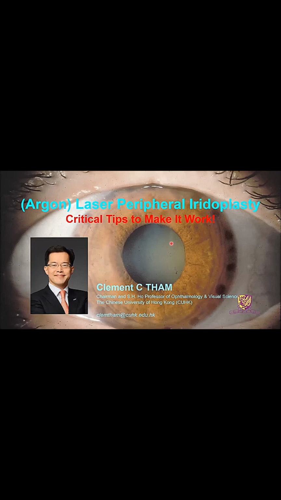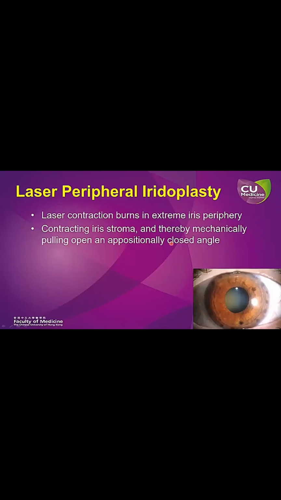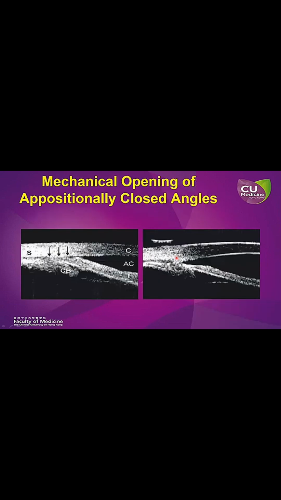In this video, I'll share with you some critical tips and pearls to make argon laser peripheral iridoplasty work. Laser peripheral iridoplasty is a technique that applies laser contraction burns in the far extreme periphery of the iris, thereby contracting the iris stroma and leading to mechanical opening of the appositionally closed drainage angle.